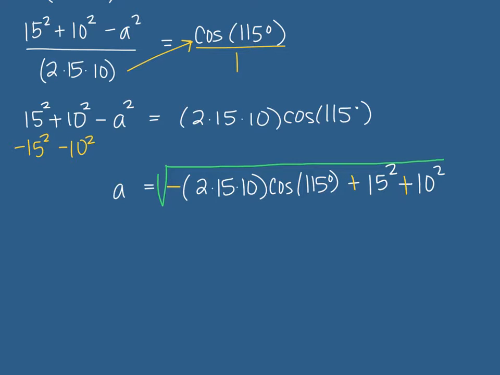Okay, if you type it wrong, you'll get error. So square root, negative, parentheses, 2 times 15 times 10, parentheses, cosine 115, parentheses, plus 15 squared plus 10 squared. Okay, trust your calculator to do the hard work for you as long as you're careful about typing that in the way you want. All right, here we go.